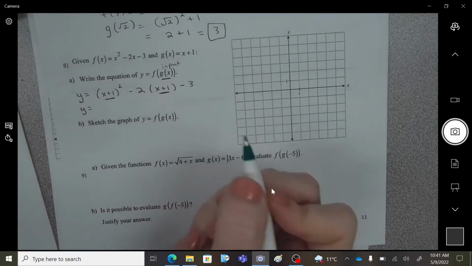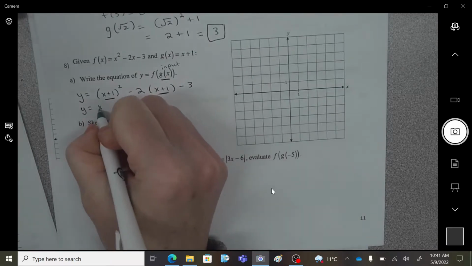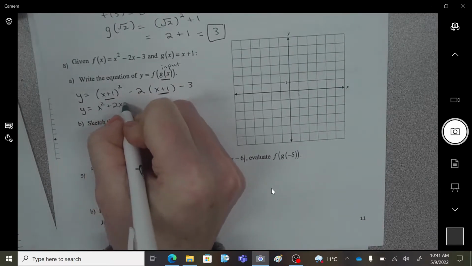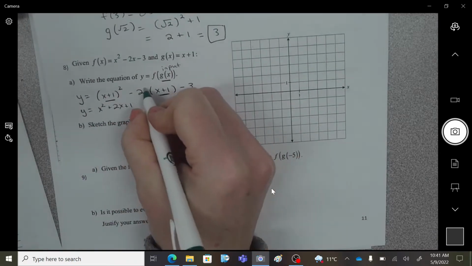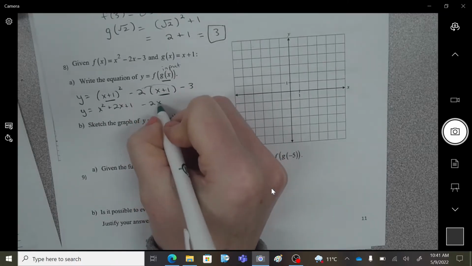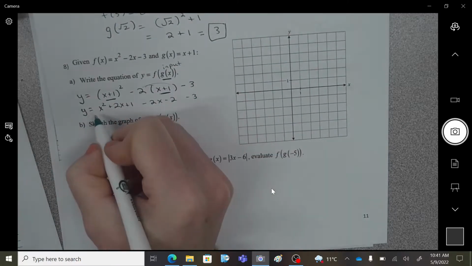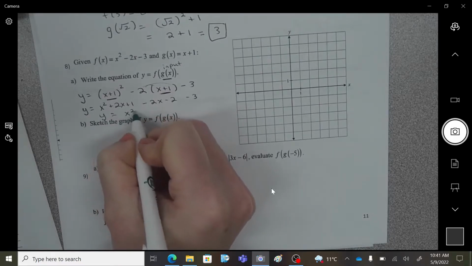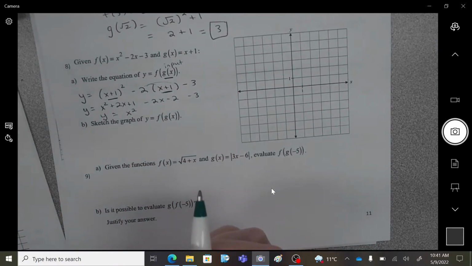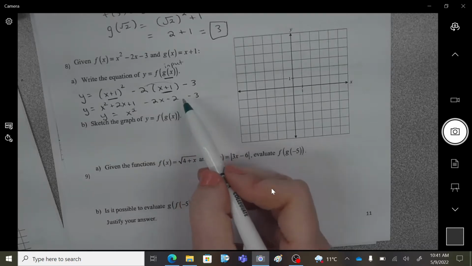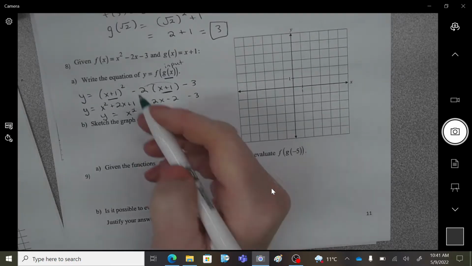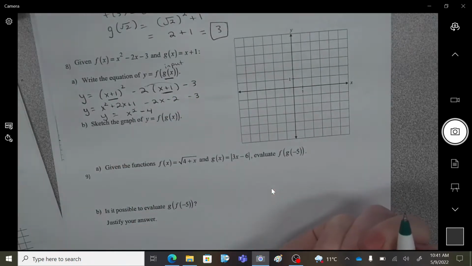That's going to get FOILed. So x squared plus 2x plus 1. And then this is going to get distributed. When I collect, I have no x's now. And 1 minus 2 minus 3 is -4.